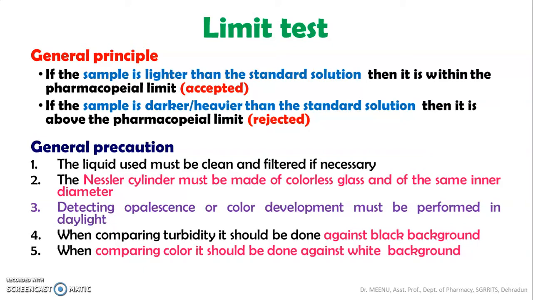There are a few general precautions. While performing the limit test, we have to take care that the liquid used must be clean and filtered if necessary. Preferably we can use distilled water. The Nessler cylinder must be made of colorless glass and of the same inner diameter. While detecting the opalescence or color development, it must be performed in daylight. When comparing turbidity, it should be done against a black background, while when comparing the color, it should be done against a white background.